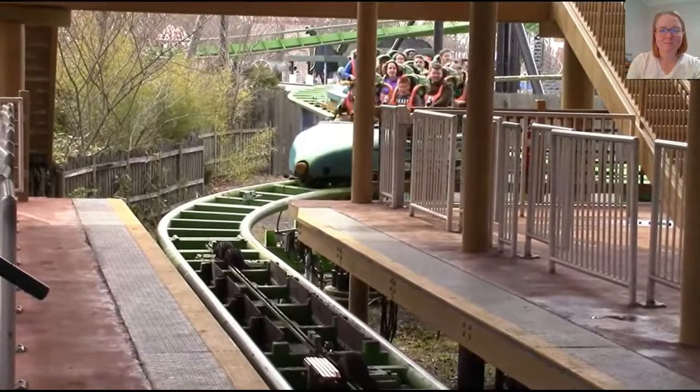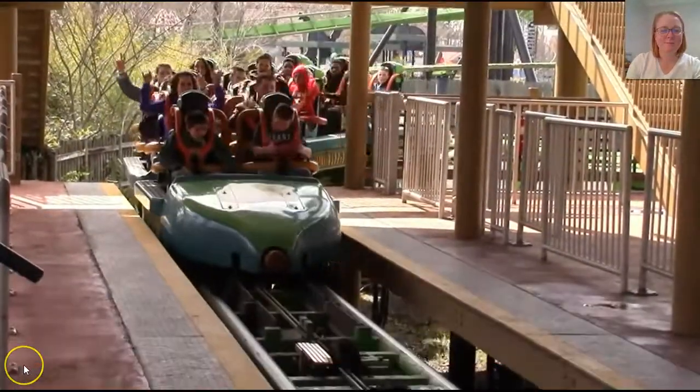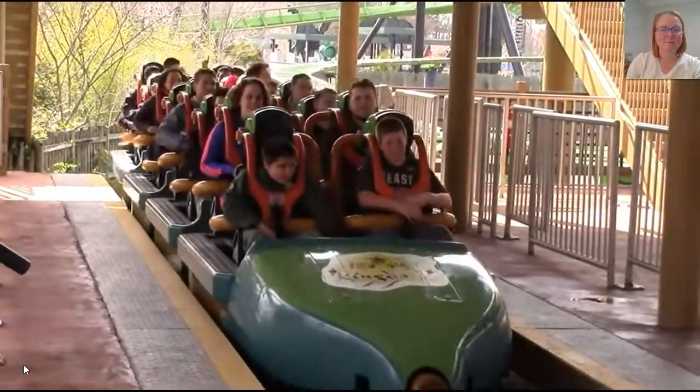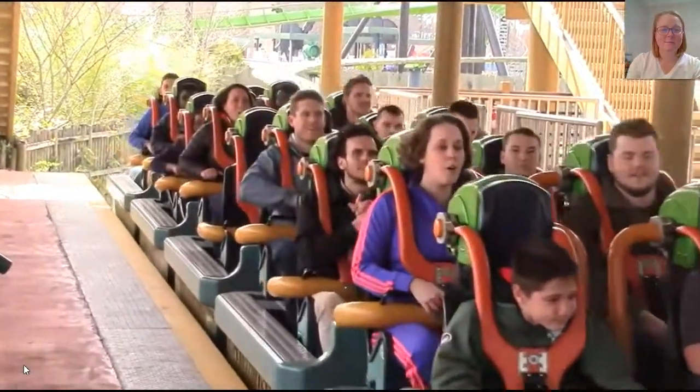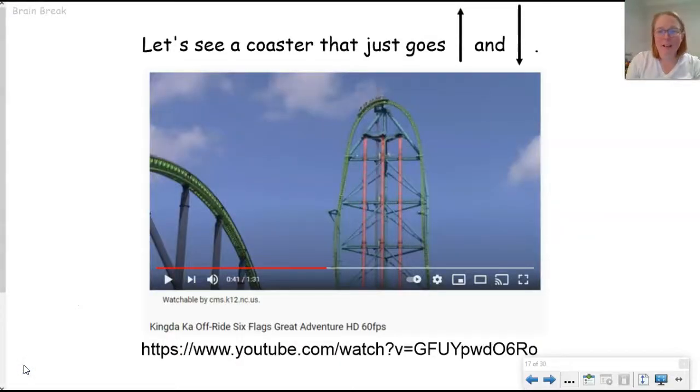Please unbuckle your safety belt. Welcome back, riders. How was your ride? All guests wait. Please unbuckle your seatbelts and you guys will exit out the left side. I hope you had fun watching those people on that coaster, and I'm glad it's them and not me. That's a little too straight up and down for my personal liking.